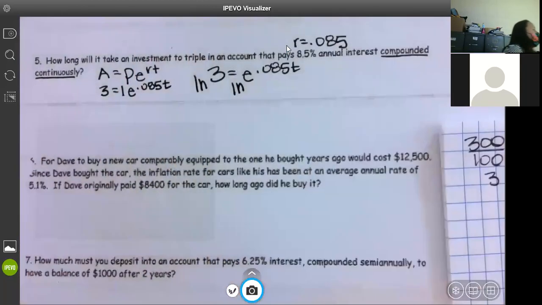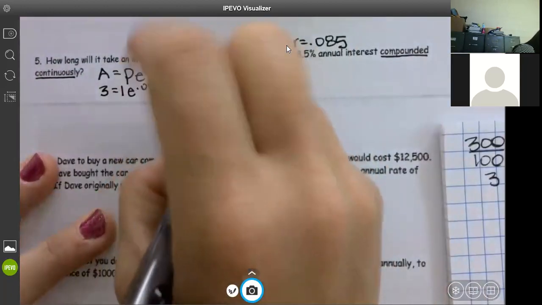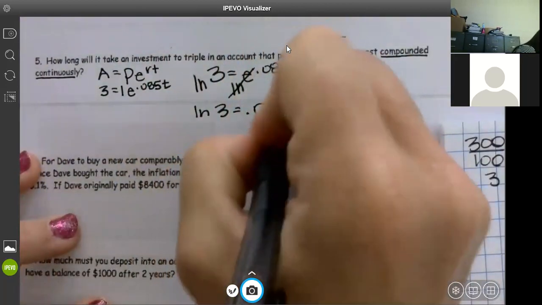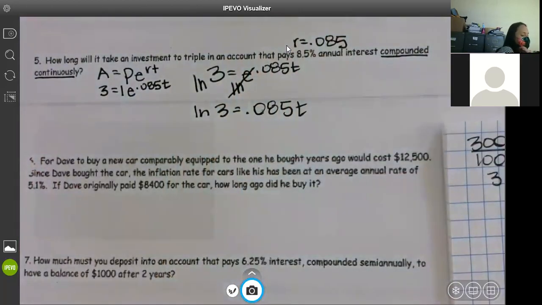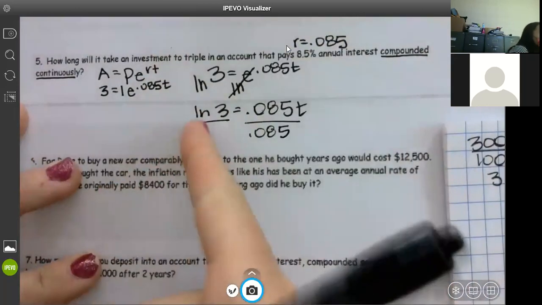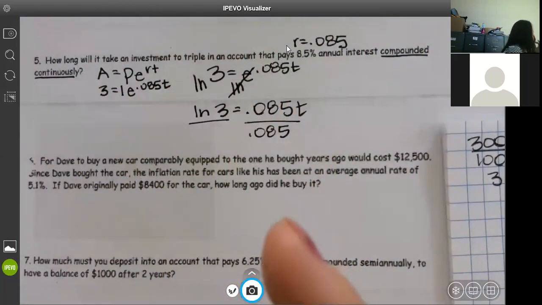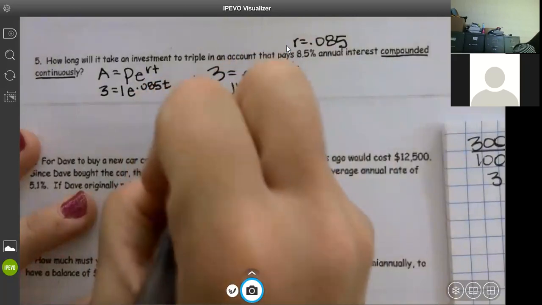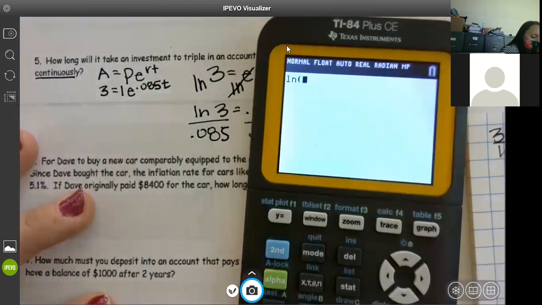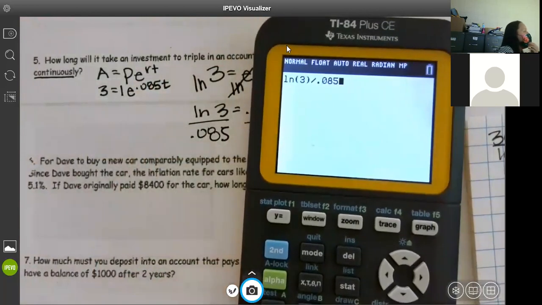So that's from this past week. ln and e will cancel out. You have ln 3, which we can put in our calculator in just a minute to evaluate, equals 0.085 t. How do I solve for t? Divide by 0.085. I'm really, really lazy, so I don't evaluate that ln 3 till I'm completely done. Because what's it going to give us? A big nasty decimal, and I don't want to deal with it, okay? So I literally stick that right in my calculator: ln 3, just make sure you close the parentheses, divided by 0.085. That will give you the most accurate decimal ever.